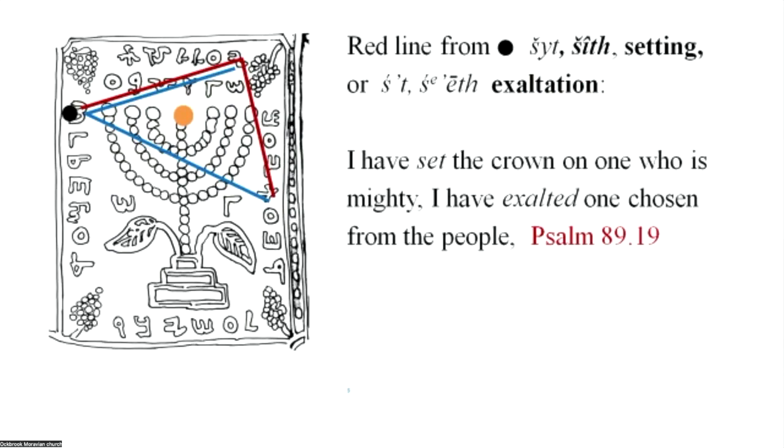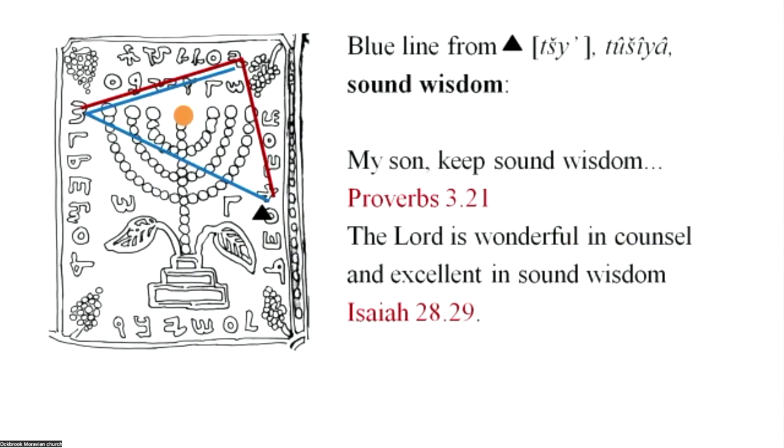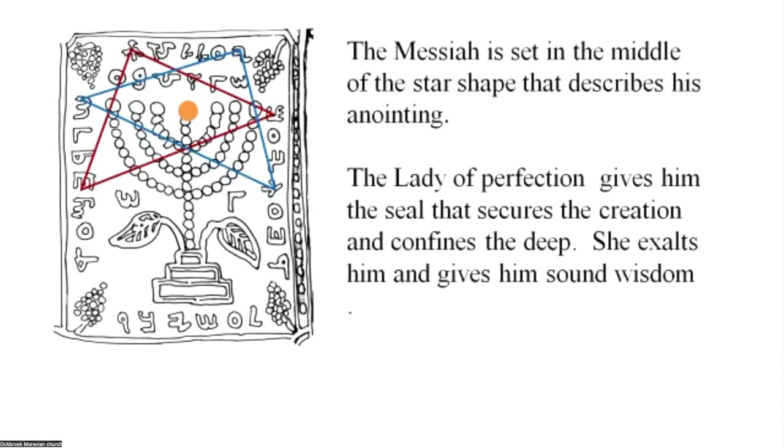And then two more nesting patterns. The red line is setting or exaltation. And so Psalm 89 again, I have set the crown on one who is mighty. I have exalted one chosen from the people. There are the words in parallel. The blue line from the same pattern, sound wisdom. My son keeps sound wisdom. Isaiah again, the Lord is wonderful in counsel and excellent in sound wisdom.